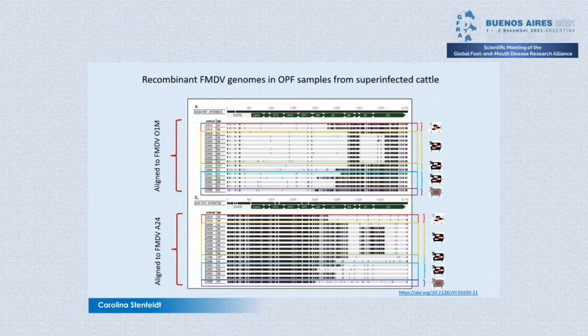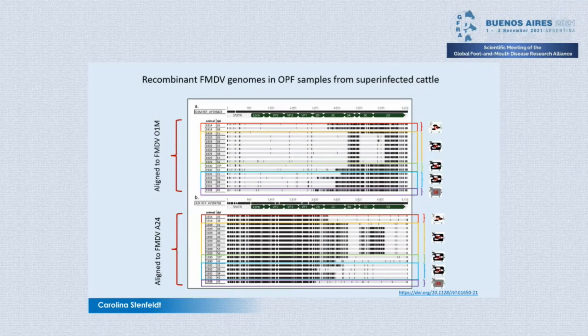This is just a brief overview of the consensus-level recombinant genomes that we recovered from the OPF samples, and you will hear more details about these recombinant viruses in a subsequent presentation by Ian Fish. But just briefly, in the top of this image, these genomes are aligned to O1 Manisa, and in the bottom portion they are aligned to an A24 reference, and the black bars in the alignment indicate that the genomes are different from the reference that they are aligned to.